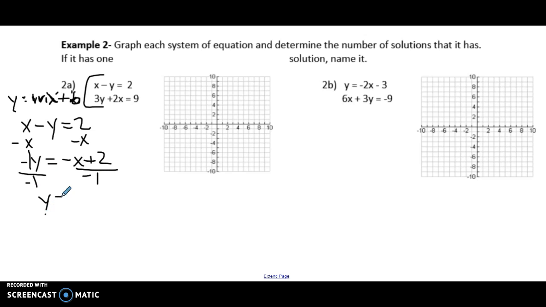So I end up with y equals negative x over negative 1, which is just x. Those negatives cancel. 2 divided by negative 1 gives me negative 2. So on my graph over here, I'm going to graph this. My y-intercept is negative 2, and then my slope is 1. So I'm going to go up 1 over 1, up 1 over 1, up 1 over 1.